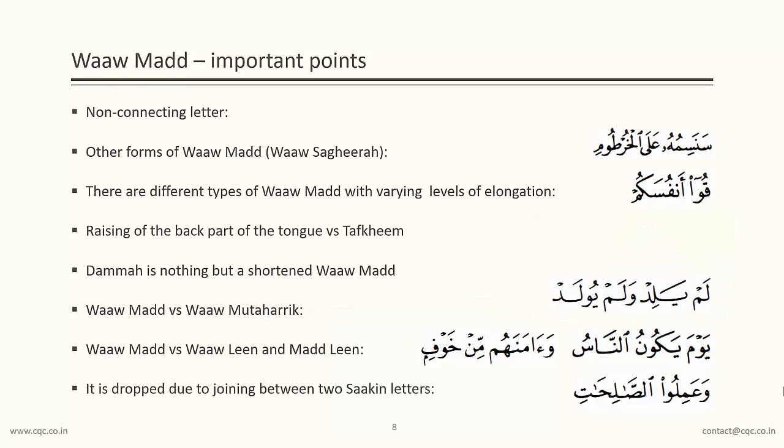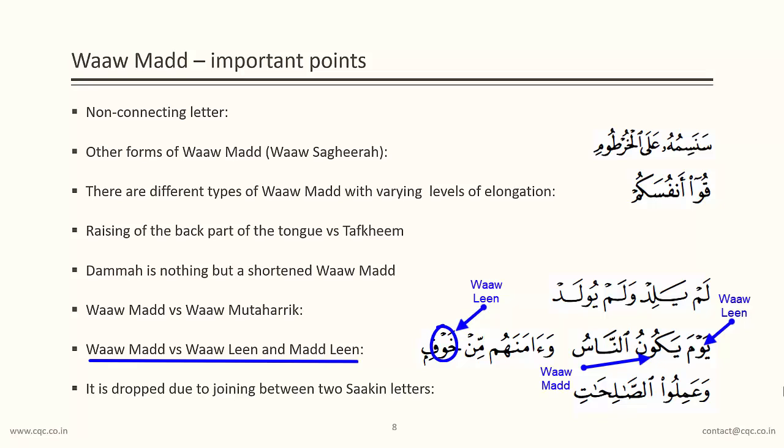Look at the next example. يَوْمَ يَكُونُ النَّاسُ. The first Waaw is a Waaw lean having a specific sukoon sign on top of it, whereas the second Waaw here is a Madd and it has no sukoon sign on top of it. So there will be sessions in which we will explain to you in great detail the concept of lean and also the rules for elongating it, as in وَآمَنَهُم مِّنْ خَوْفٍ.